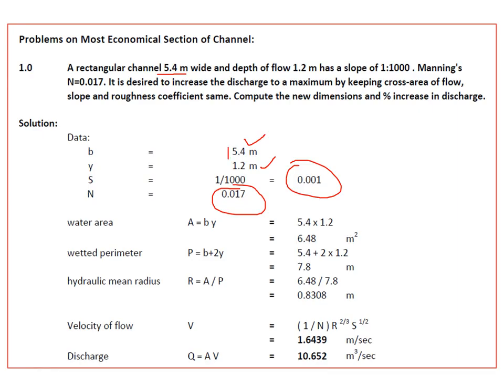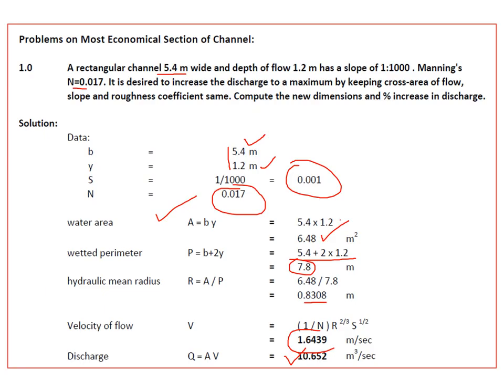The first part of the problem is not a most economical channel section because the channel dimensions are already given. So we calculate the water area, which is 5.4 into 1.2, which comes to 6.48 meters squared. The perimeter is b plus 2y, which is 5.4 plus 2 times 1.2, which is 7.8 meters. Now you can calculate the hydraulic mean radius as area divided by perimeter, which is 0.831 meters. Hence calculate velocity by Manning's equation, 1 by n R to the power of 2 by 3 S to the power of half. The velocity comes to about 1.644 meters per second. Hence the discharge is 10.652 meters cubed per second.